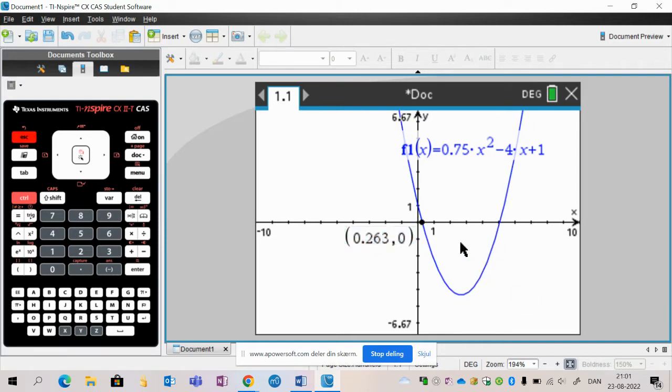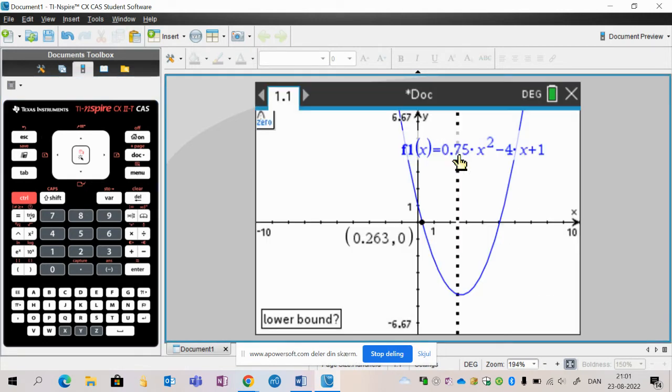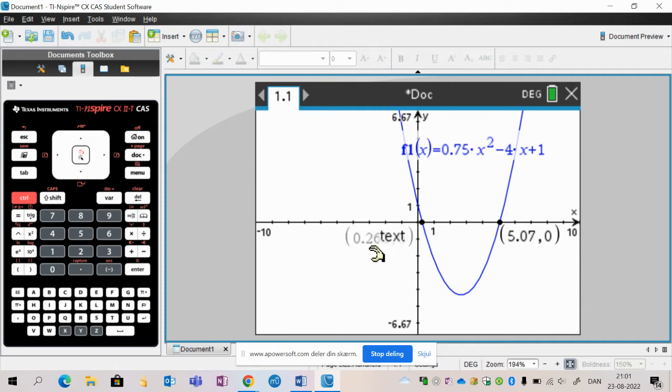That was number 1, and now I want to find the second one, and I do exactly the same again. Menu 6, analyze graph, find the zero, and then set a lower bound and an upper bound. And here's my other zero. By default, I think Nspire is set to show 3 significant figures, which is all right for us. So the two x values of interest will be 0.263 and 5.07.